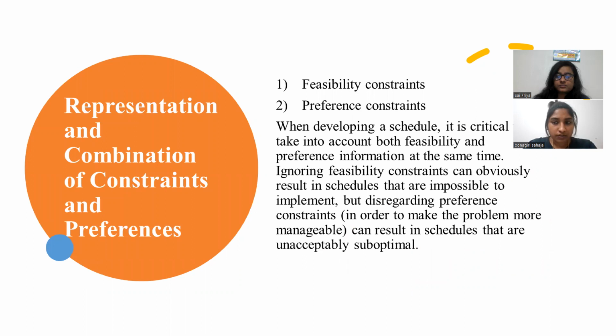Representation and combination of constraints and preferences. There are two types of constraints: feasibility constraints and preference constraints. Coming to feasibility constraints, when it comes to setting conditions or times for things, we call them tough or hard constraints. These terms refer to the things that can be broken, but they don't refer to the things that would normally be broken. These words are used when talking about the HST target system.